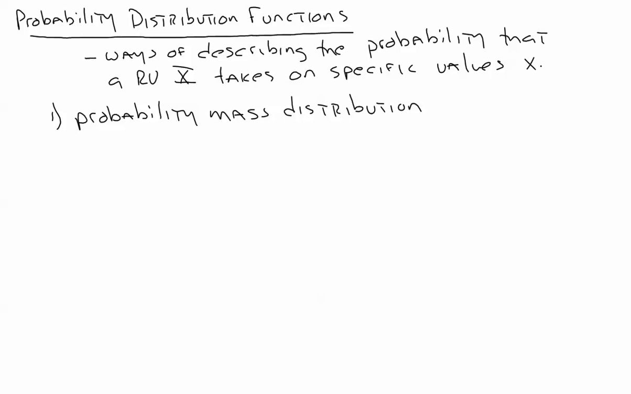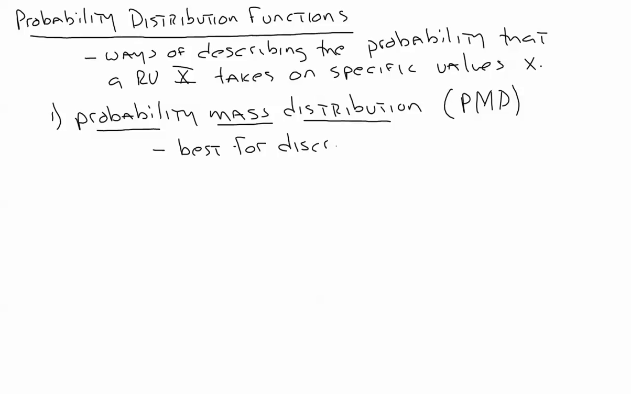A probability mass distribution, sometimes I will denote this by a capital PMD, probability mass distribution. Probability mass distributions are best for when we consider discrete random variables. By discrete, I mean that the random variable takes on only a specific set of discrete values. Random variables can be discrete or continuous.